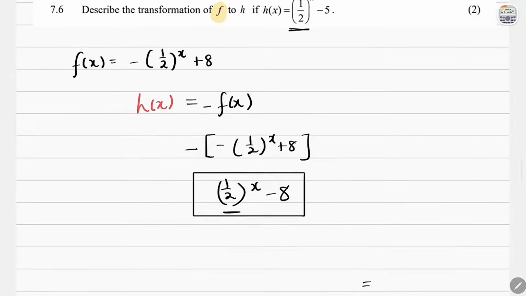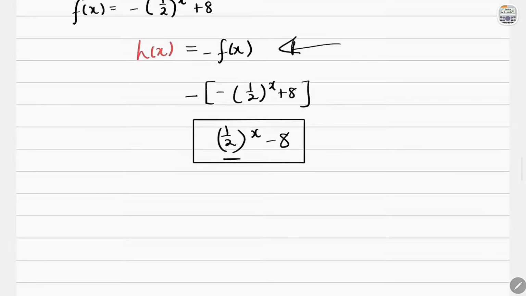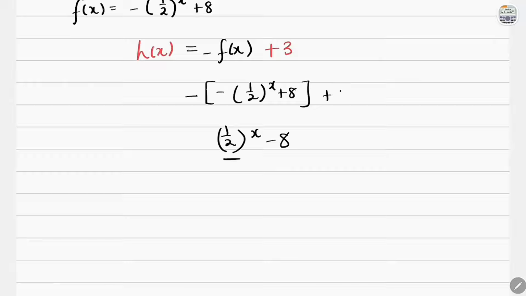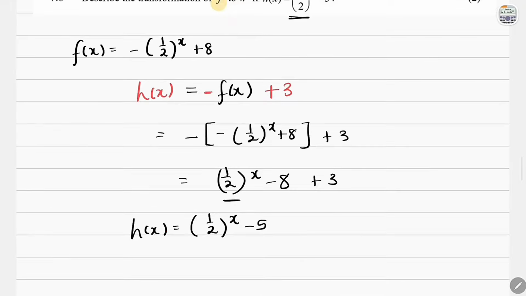So that's what happened. They simply applied this, and we'll speak about what this means, and then they shifted the graph up. So h of x clearly went through this transformation. So we went negative f of x and then plus 3. And so you see that if you do that, you end up with h of x, which is equal to 1 over 2 raised to the power of x minus 5. Okay, so now let's speak about what happened, the transformation.